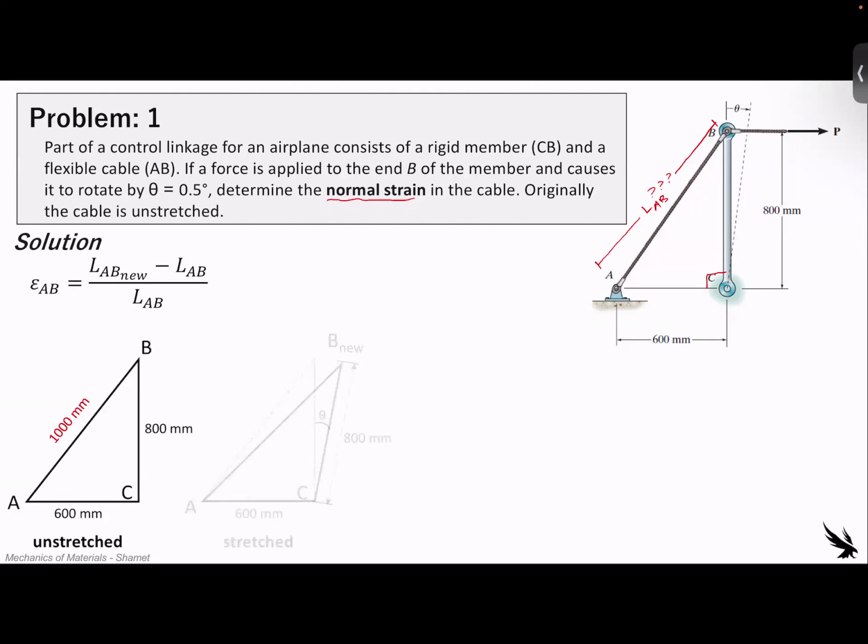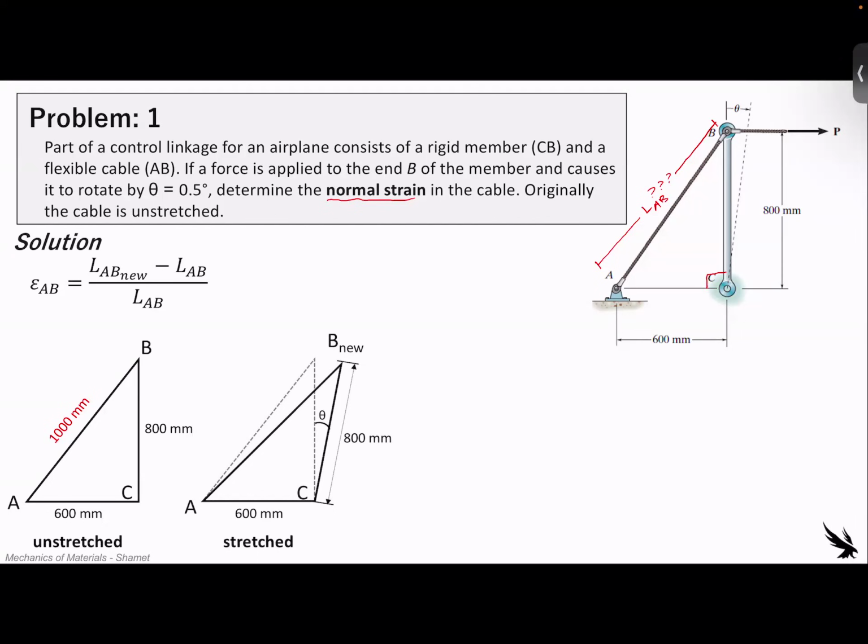So let's think about what it looks like in the stretched condition. In the stretched condition, we know that the CB is a rigid member, so that length is not changing. So that length is still going to stay at 800 millimeters.